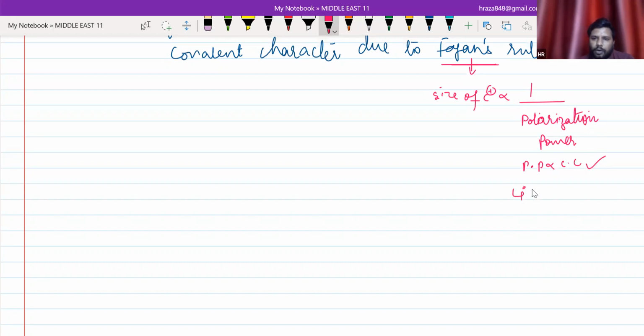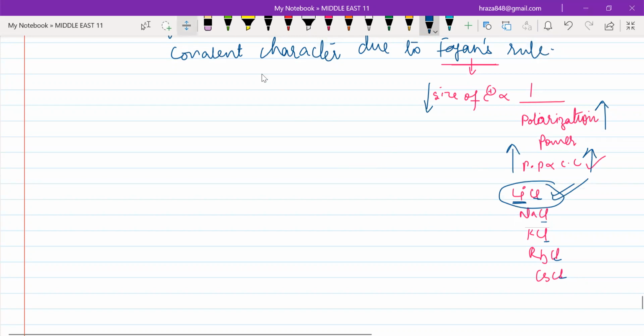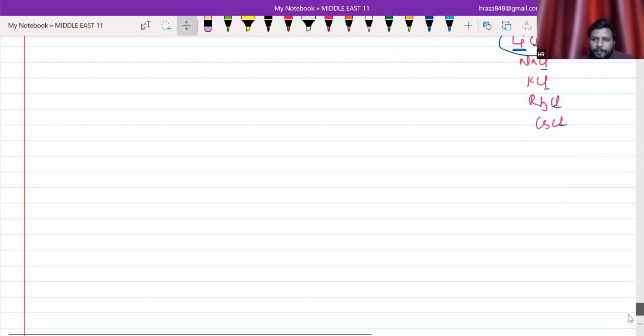So if I talk about LiCl, NaCl, KCl, RbCl, CsCl, and I ask which will have more covalent character, you have to see Li plus, as all the anions are same. Li plus is smaller in size. If it is smaller in size, it has high polarization power. If high polarization power, covalent character is more. The most covalent compound is LiCl. We compare like this. Is that clear? Yes, sir. Now moving to the next part.